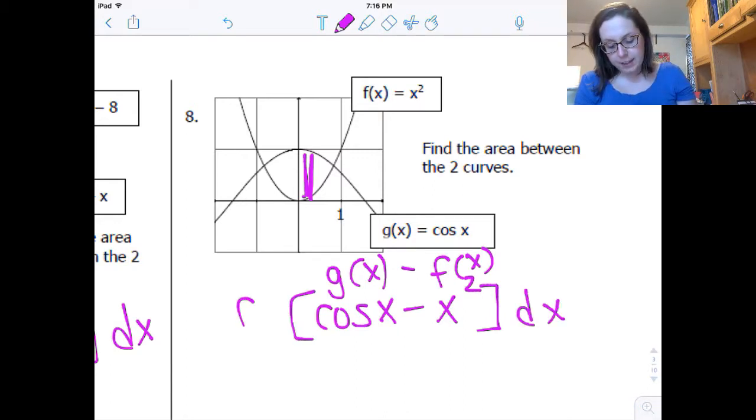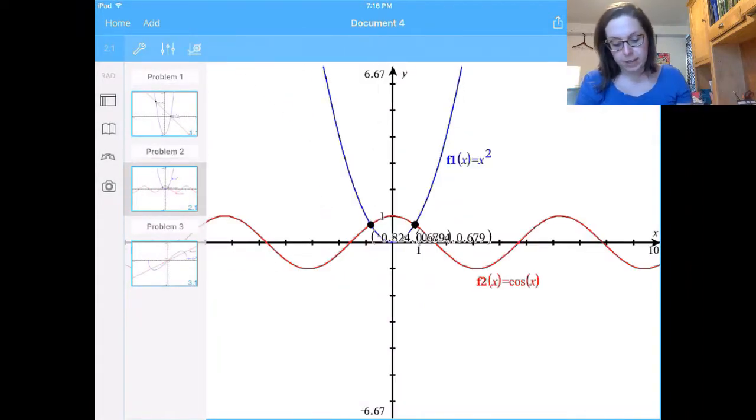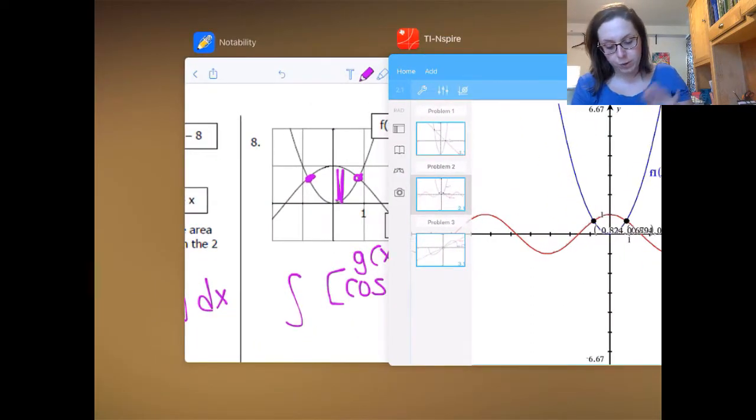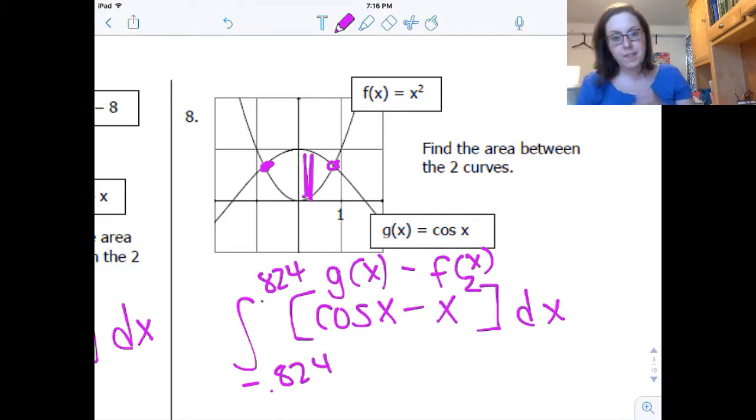And let's think about these bounds. Again, in a non-calculator section, you could just set this equal. I am going to look at the graph because this one would need to be calculator active. So we're going from negative 0.824 to positive 0.824. And that would be my area.